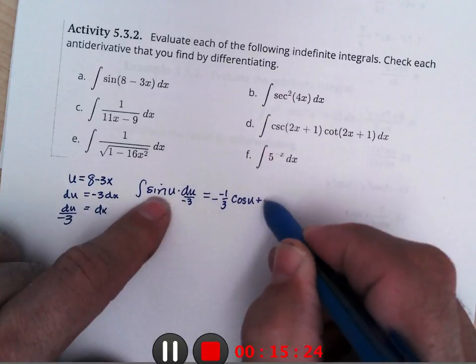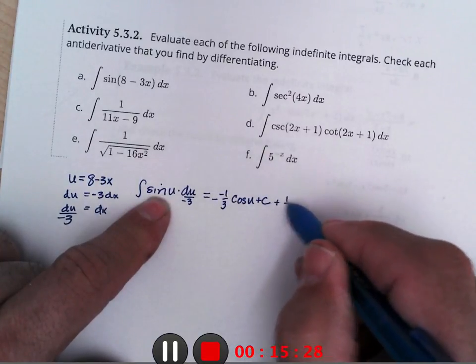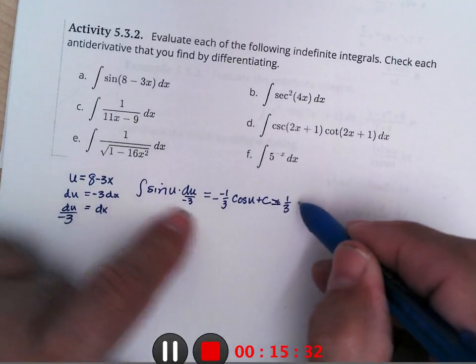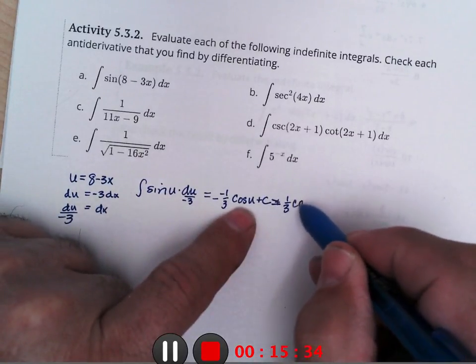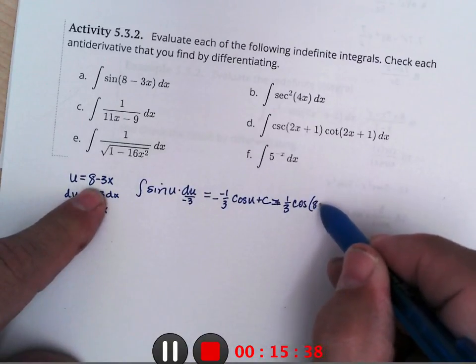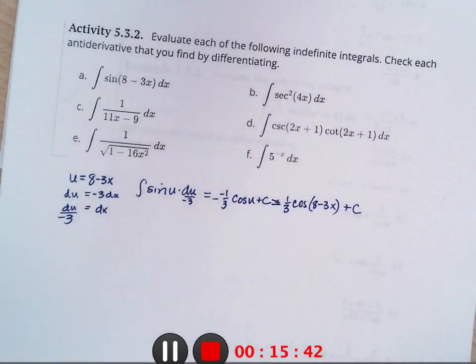So the negative and negative makes plus. So this will equal plus 1/3 cosine of u plus c. Okay? Hopefully you see how that works.